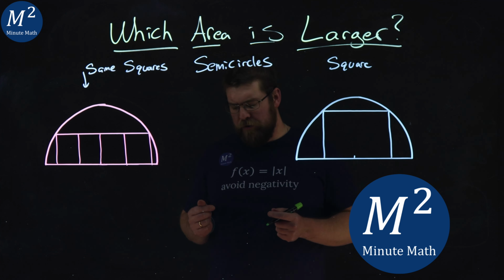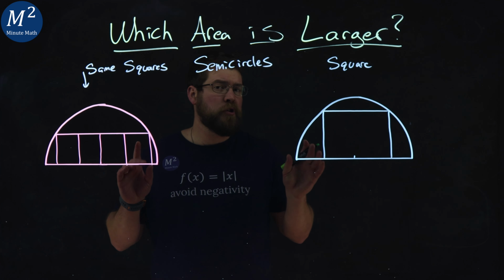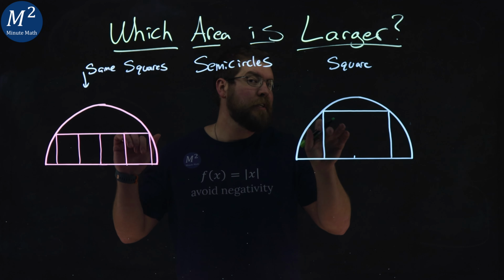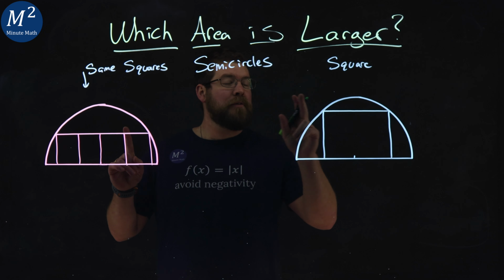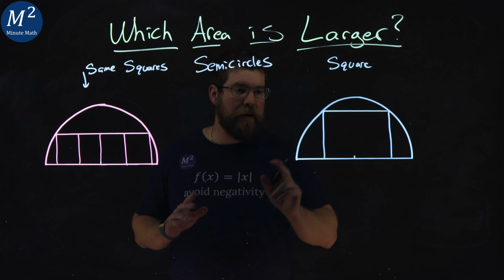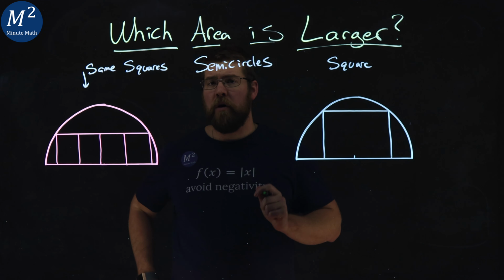And I have a question for you. We got two shapes here, and we gotta determine which one of the inner region areas is larger. Our shapes have identical semicircles, okay? Same semicircle here, whatever the measurements are.